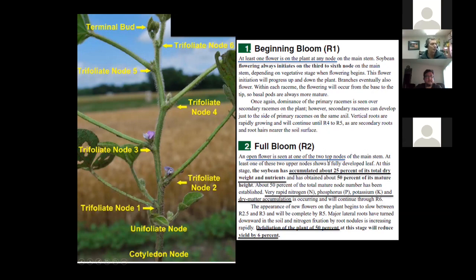So at R2, the plant already has accumulated 25% of its total dry weight of nutrients. Even a plant this young is hard at work. It very rapidly takes up N, P, and K as well as dry matter. So what if we have defoliation at this time? Well, it's not good, but if we're going to get defoliation now, it would be much better than later on. As even 50% defoliation, they've measured to have only single-digit yield loss.